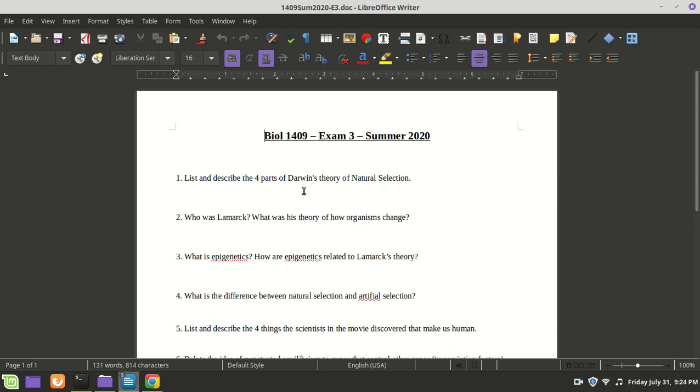List and describe them. How do they come together? Think of it this way: how do those four things come together to create Darwin's theory of natural selection? Notice it's called natural selection, not evolution. Evolution isn't mentioned in his book very often. I think maybe three times. Natural selection is what his book is really about.